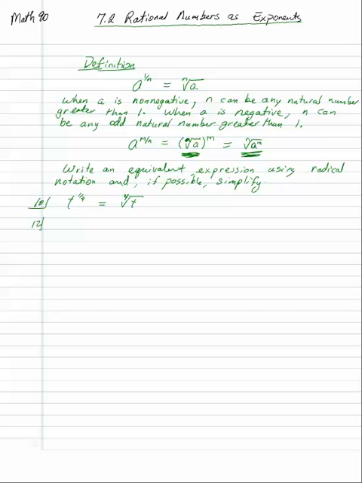Number 12. 125 to the 1/3 power is the same thing as cube root of 125, which we know is 5 times 5 times 5, so that's 5. Number 14. 81 to the 1/4 power is the fourth root of 81, which is 3 times 3 times 3 times 3 is 81, so 3 to the fourth is 81, so the fourth root of 81 is 3.